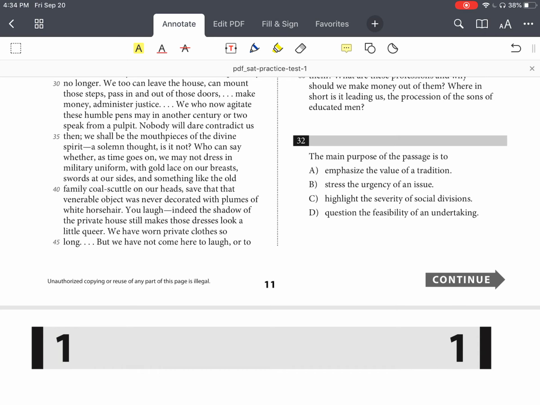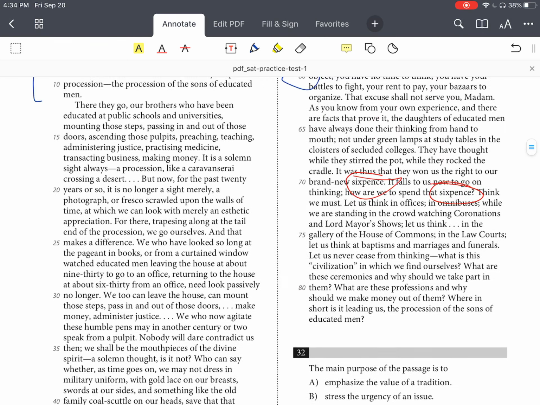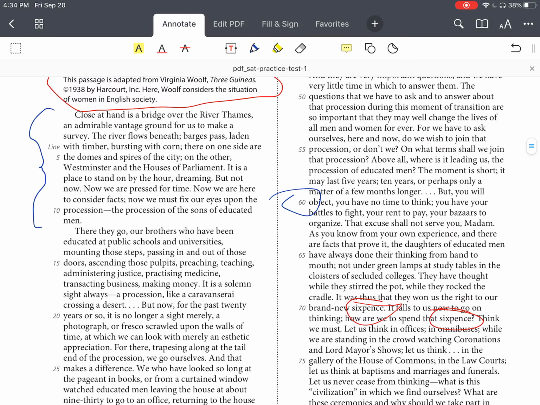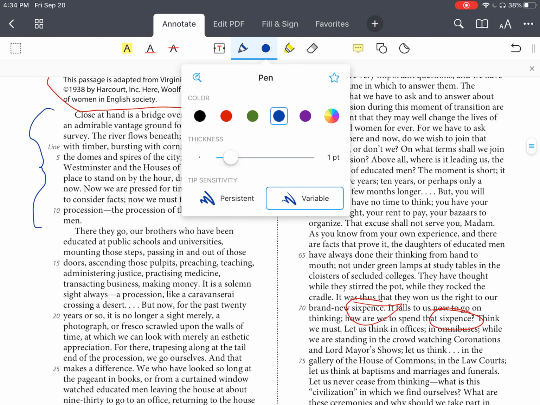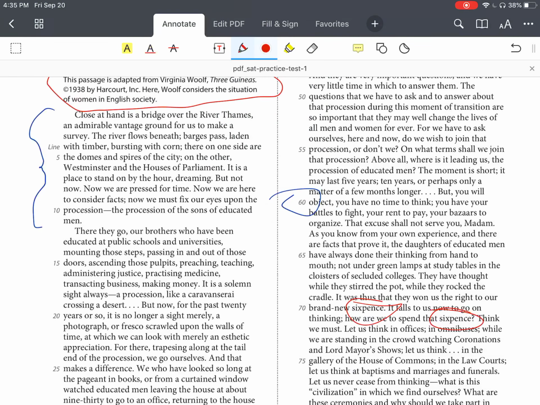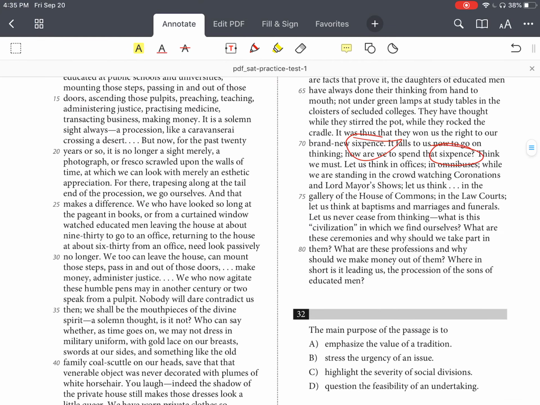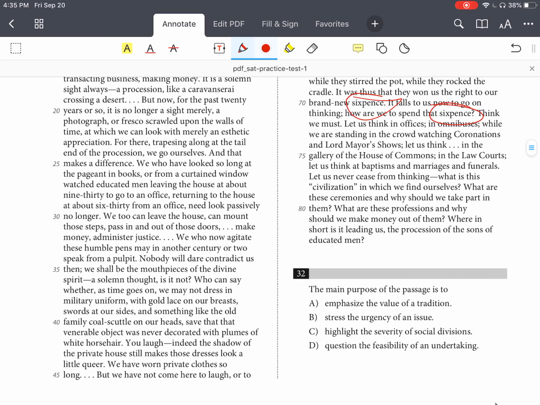So B says stress the urgency of the issue. And if we go to line, what is that, 8? It says, now we are pressed for time. Now we are here to consider facts. Now we must fix our eyes upon the procession. So the answer is B, because Virginia Woolf wants to stress urgency.